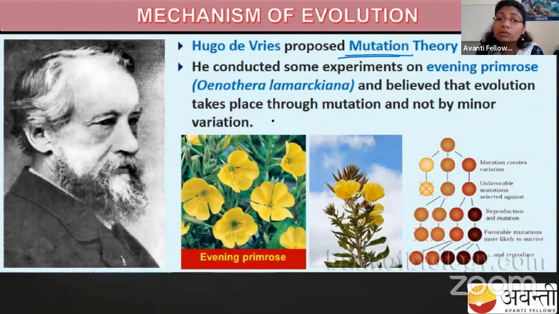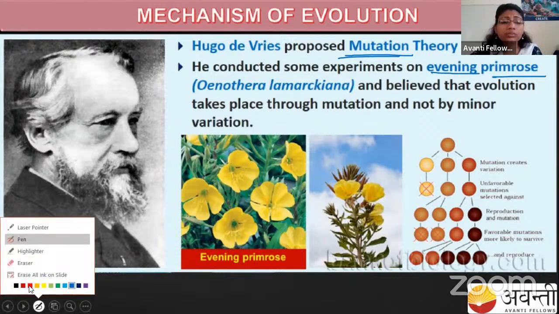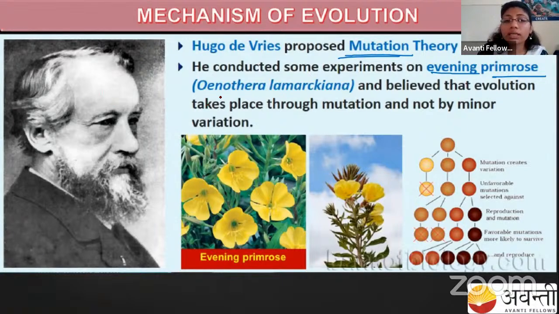evolution which is taking place is always a result of small mutations or changes which get accumulated with the period of time. So he conducted his experiment on the evening primrose, and that evening primrose has the scientific name Oenothera lamarckiana. Okay, the scientific name of evening primrose, the experimental model used by Hugo de Vries, is Oenothera lamarckiana, and he believed that the evolution in these evening primrose also takes place due to the small mutation or the accumulation of small changes by the moving time.